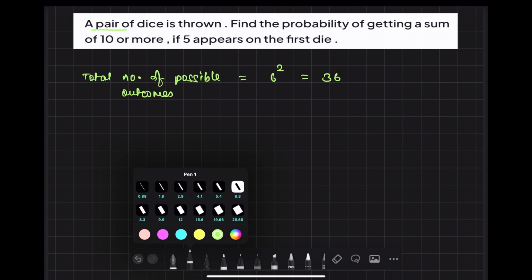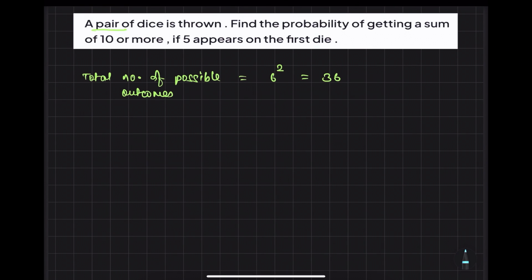Okay, then we have this: find the probability of getting a sum of 10 or more, if 5 appears on the first die. So we have to jump on to the favorable outcomes. Now focus on the favorable outcomes. The condition is that you should have 5 on the first die. Suppose I want 10. So for that, 5 and 5. There is no other combination of making 10.